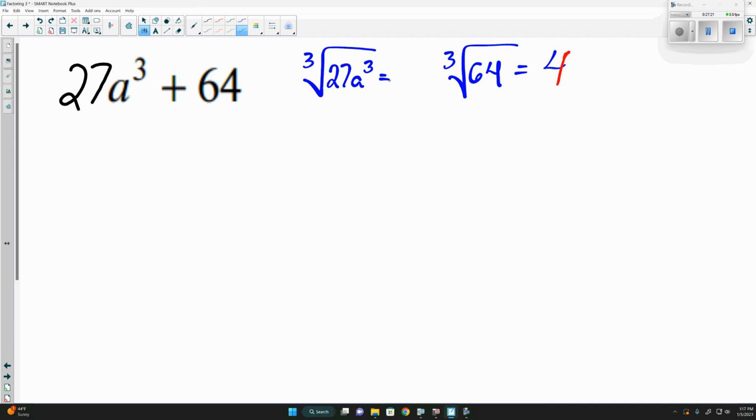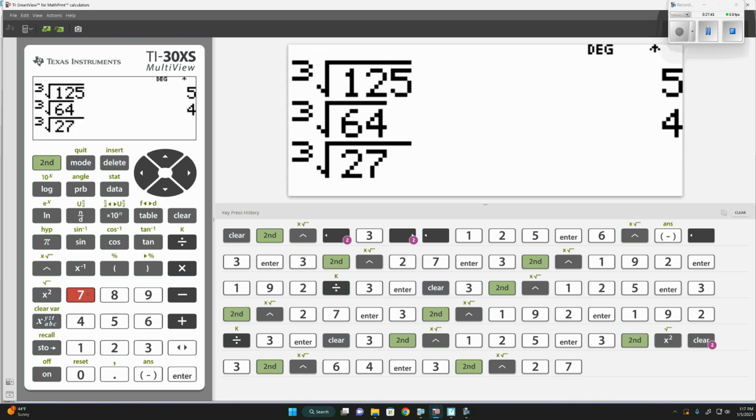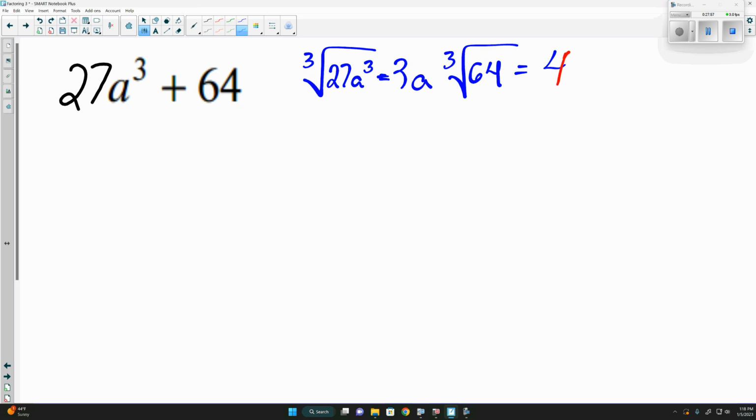Now, unfortunately, we can't type in the cubed root of 27a cubed. We can't type the whole thing in because the calculators need a value for a. Any variable, it needs a value for it. But we know the cubed root of a to the third is a. In the calculator, I'll pull it up, we can type in the cubed root of 27, which is 3. It's kind of cool that worked out that way. So the cubed root of 27a to the third is 3a.